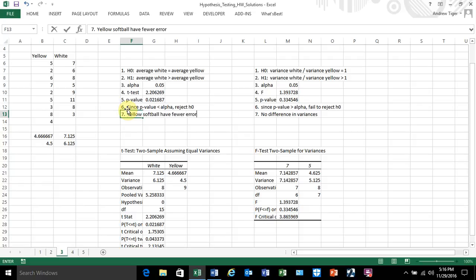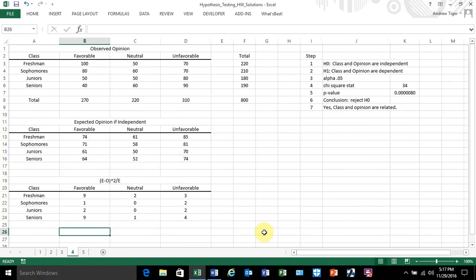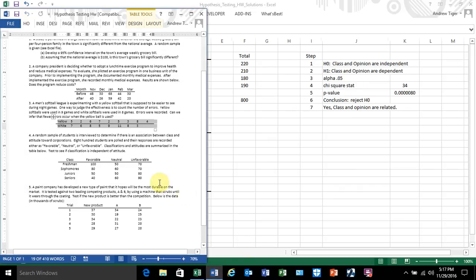When you play games with yellow softballs, you have fewer errors. It's not a lot of data. It's only a handful of games. What is it? 1, 2, 3, 4, 5, 6, 7, 8, 9 games versus 8 games. So only 17 games. But even with that, these are large enough that we have statistical evidence that they give different results.